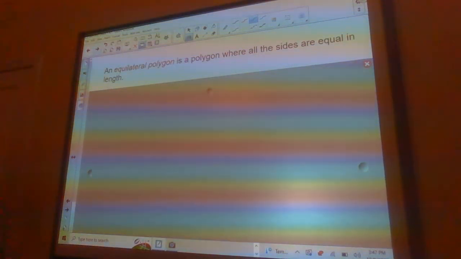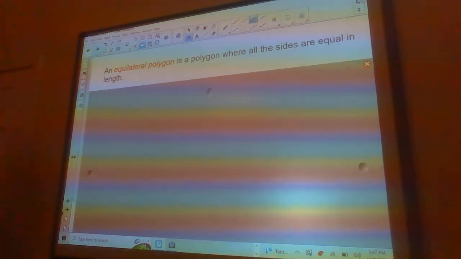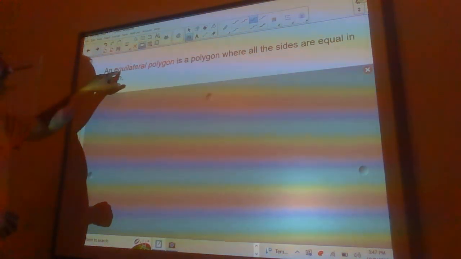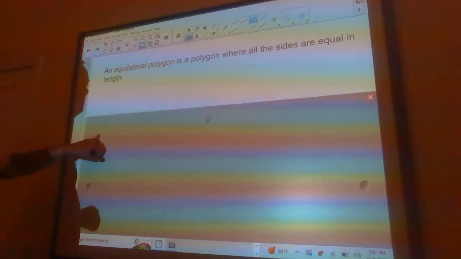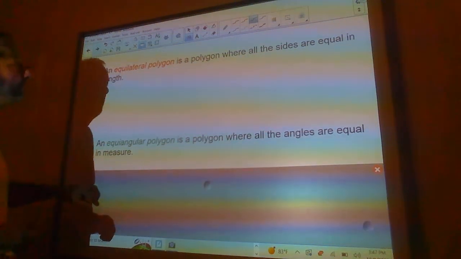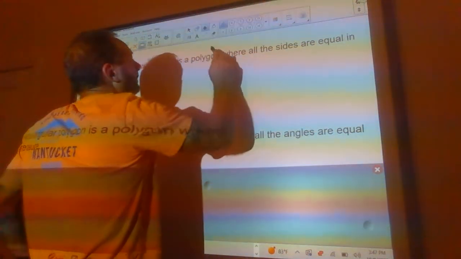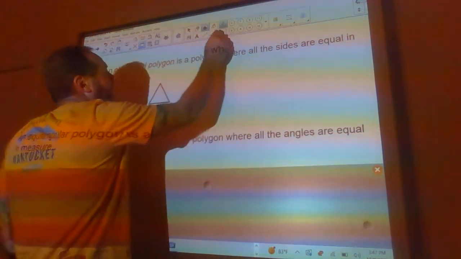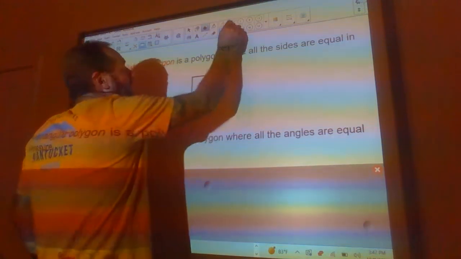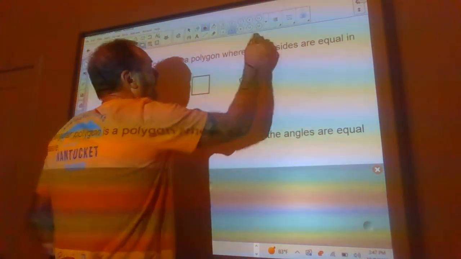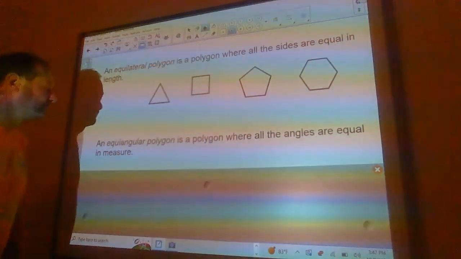An equilateral polygon is a polygon where all the sides are equal in length. Equilateral means equal sides. The most common ones, you've got a nice triangle here, equilateral triangle, a square, equilateral pentagon, equilateral hexagon.